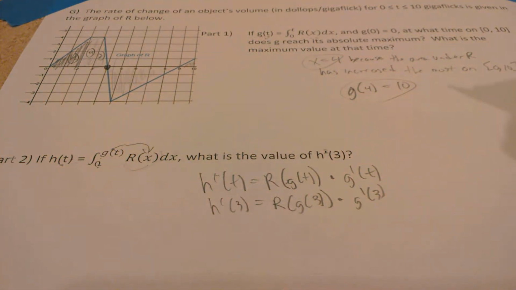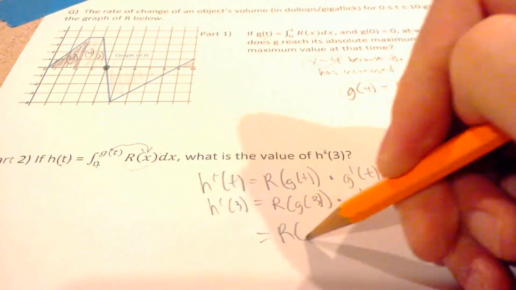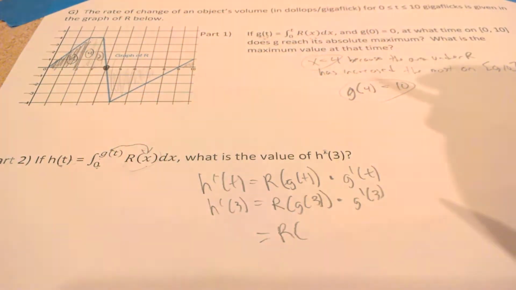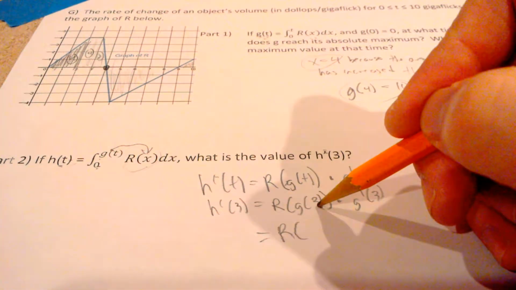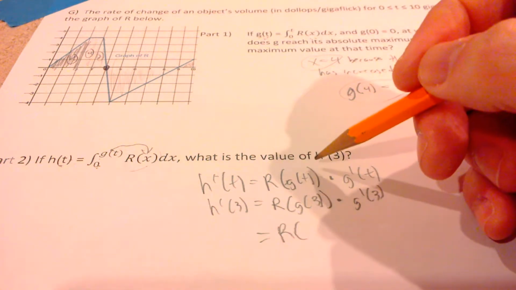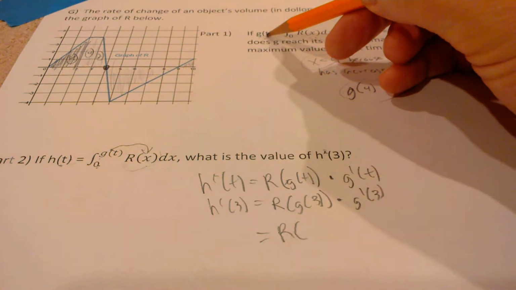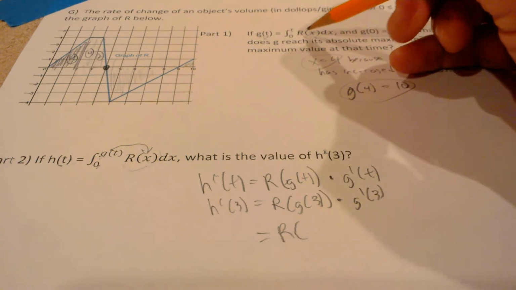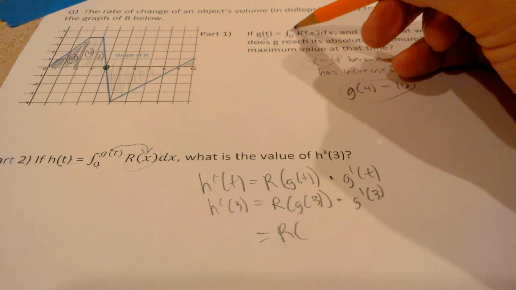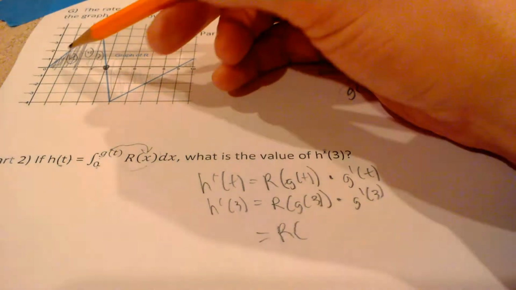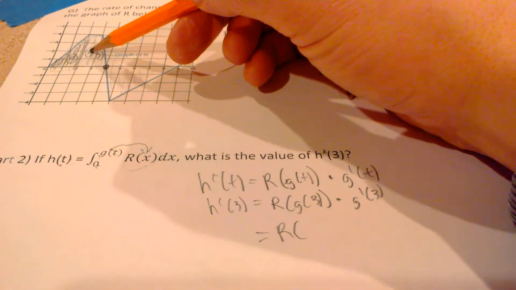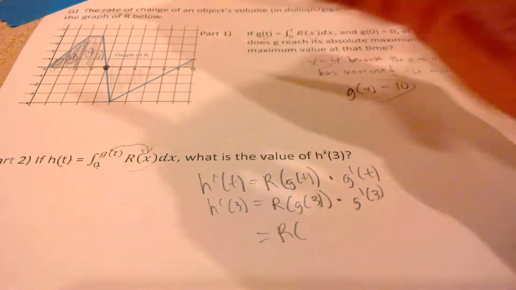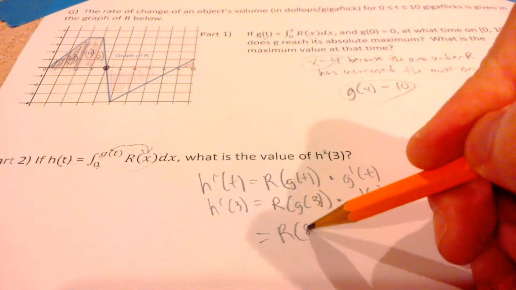And we can use the graph to get the first part, eventually. By the way, g of 3, yeah, this is tricky. Okay, to get g of 3, we got to go back to what g of t is. G of 3 will be the area under the R curve from 0 to 3. The area under the curve from 0 to 3 is all this area, which is 4 plus 4. So G of 3 is 8.